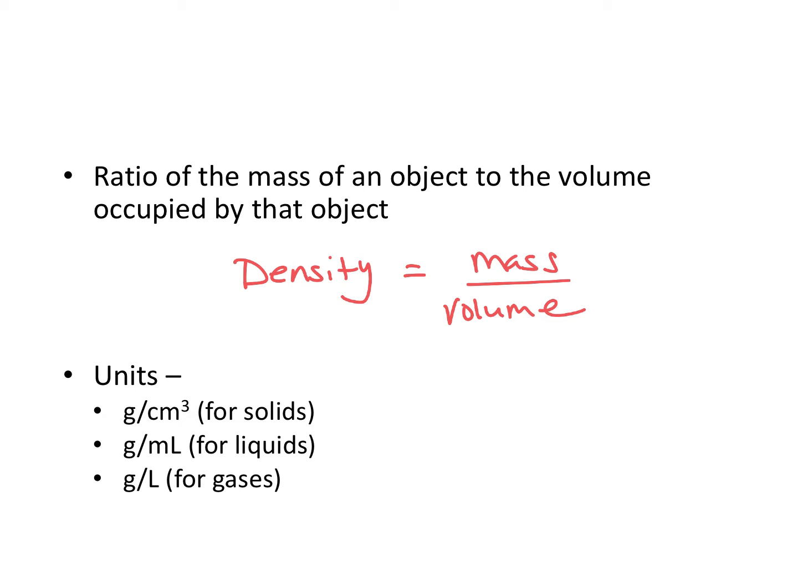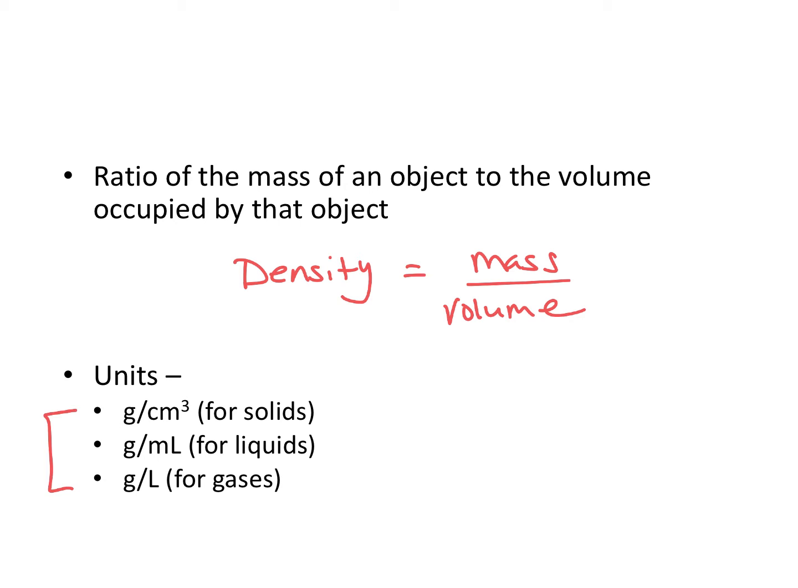Now, which units your mass and volume are in will depend on what type of substance you have. And these aren't the only units for density. As long as you have a mass over a volume, it's considered a density. But these units here are kind of the most commonly used for each state of matter. So if you have a solid, grams per centimeter cubed is typically the units. Liquids, grams per milliliter. Gases, grams per liter.